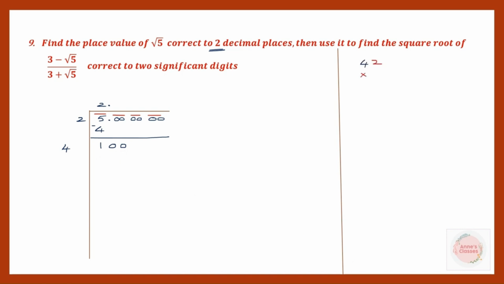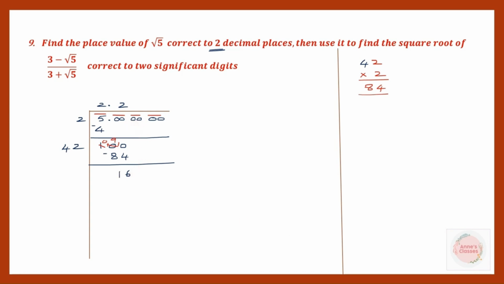So now it's 42 into 2. 2 2's are 4, 2 4's are 8. So we can use 84. So let's put 2 here and 2 here. So 42 into 2 is 84. Next step is subtraction. So let's do that. So here this is 0, 10, 9 and 10. 10 minus 4 is 6 and 9 minus 8 is 1. Next step is we bring down the next pair of zeros. So we bring that down.